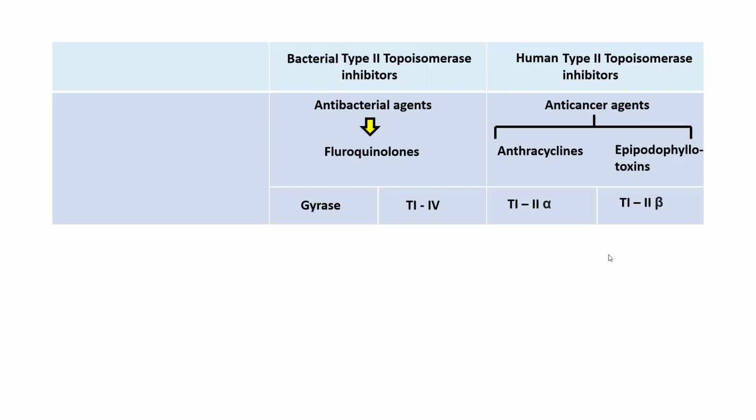Now, there are also type 1 topoisomerase inhibitors in humans. They include the anti-cancer agents such as the camptothecins.